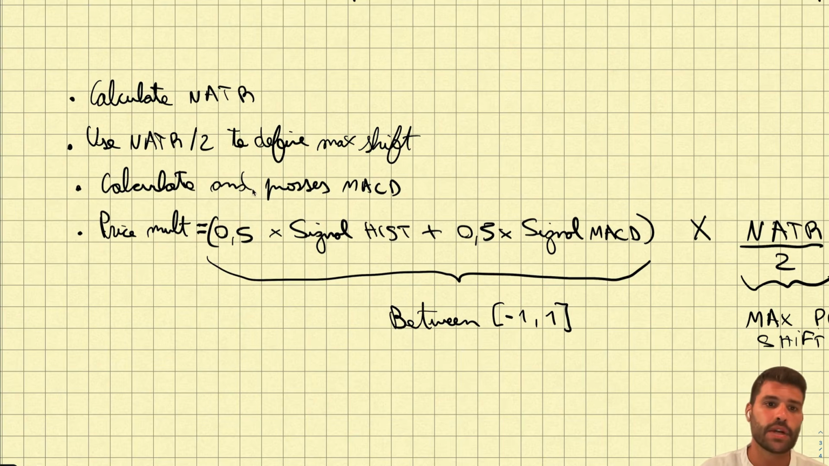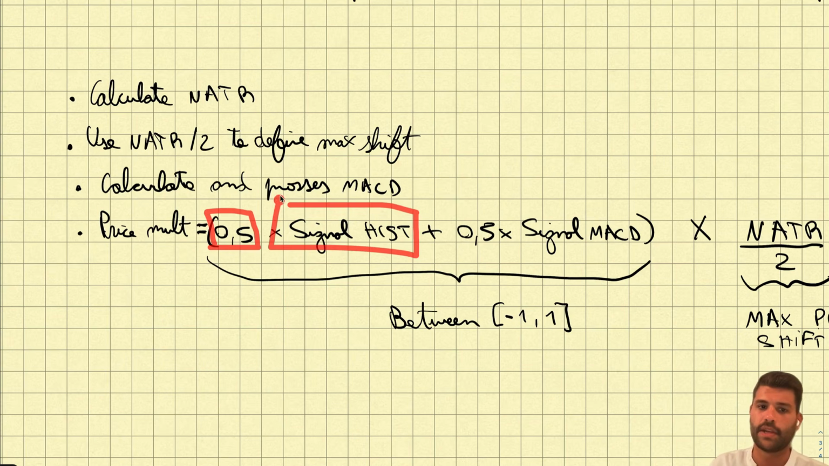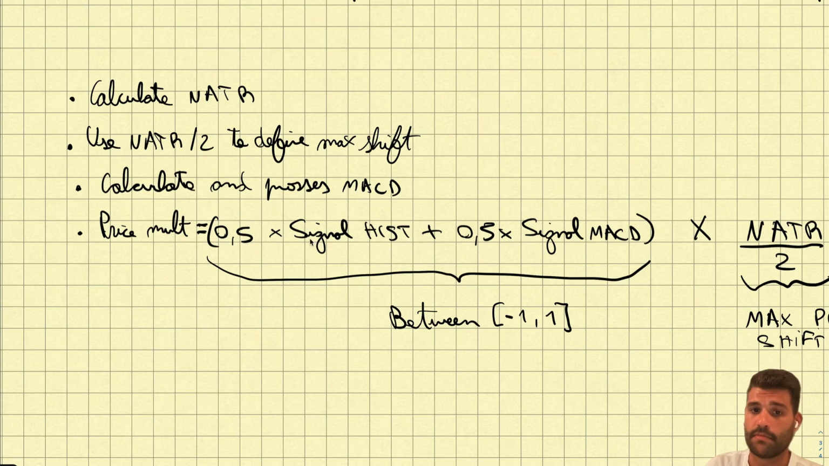And then what we are going to calculate is the MACD value. And then we're going to compose the signal. Here I'm giving a 0.5 weight to the signal of the histogram. So if the histogram is positive, this will be 0.5, because the histogram signal will be 1 if it's for long. And the signal of the MACD multiplied by 0.5, because as I mentioned, this will be standardized. That should be a value between -1 and 1. And the result of this will be a value between -1 and 1.